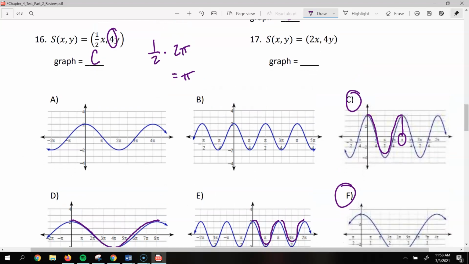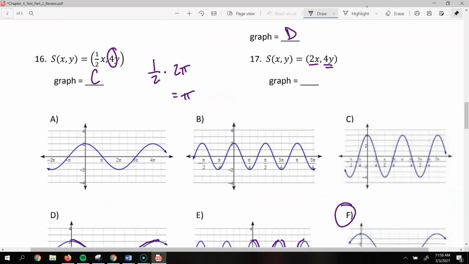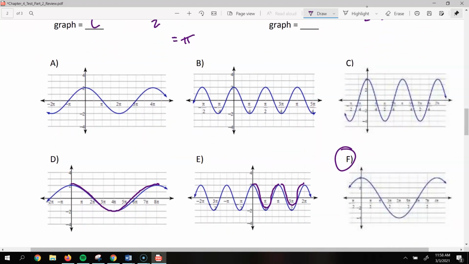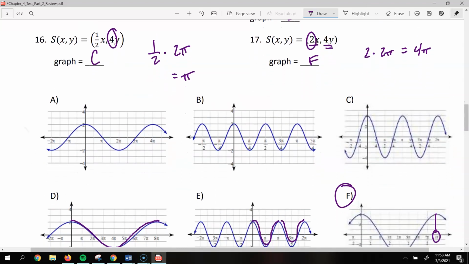All right, let's look at number 17. This means that it's being stretched horizontally to be twice the size, and vertically it's being stretched to be 4 times the size. So that means my only options can be C or F. Between those two, we should be able to guess that chances are it's going to be F, because we just did C as a previous answer, but let's double check why. Again, it's going to be stretched to be twice the size horizontally. Well, 2 times 2 pi is 4 pi. So that means 1 period or 1 cycle would be 4 pi radians, and that's what we have here. So our answer for number 17 would be F.